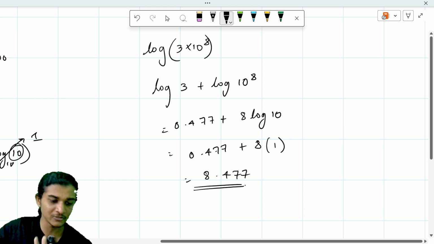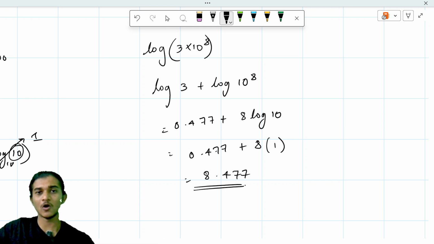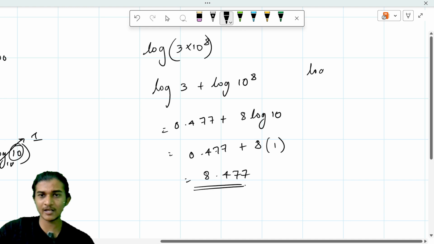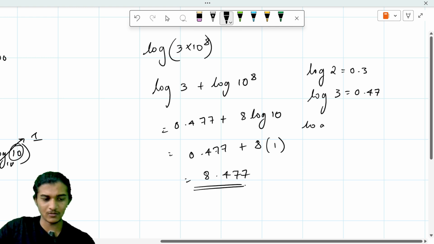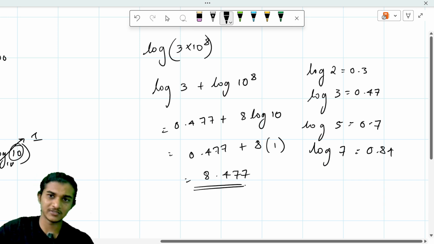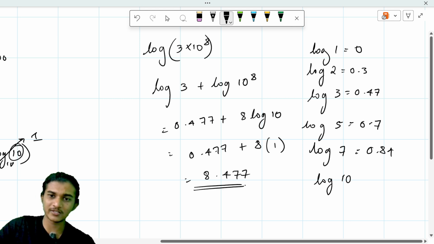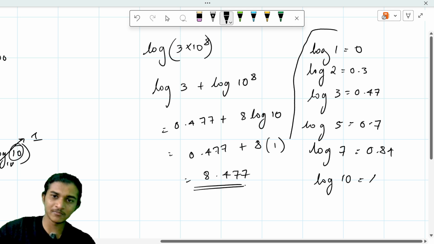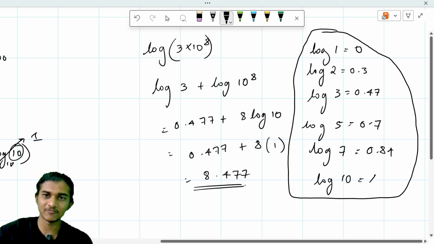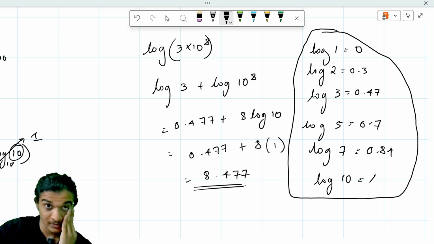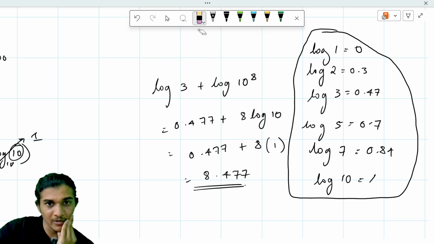You just have to remember the 6 fundamental values: log 1 is 0, log 2 is 0.3010, log 3 is 0.477, log 5 is 0.7, and log 7 is 0.84. And then log 1 equals 0, and if you want you can remember log 10 also. Log 10 equals 1. You just have to remember these values, and then the rest will be extremely easy to find. So this is how you can solve logarithms without a table.